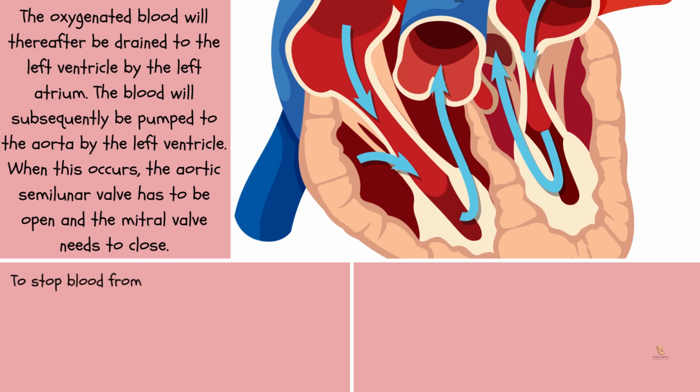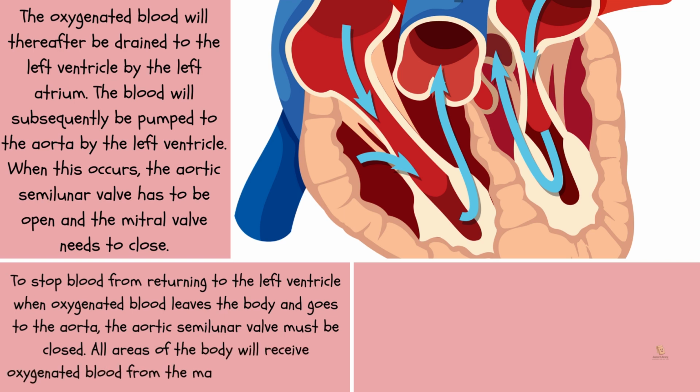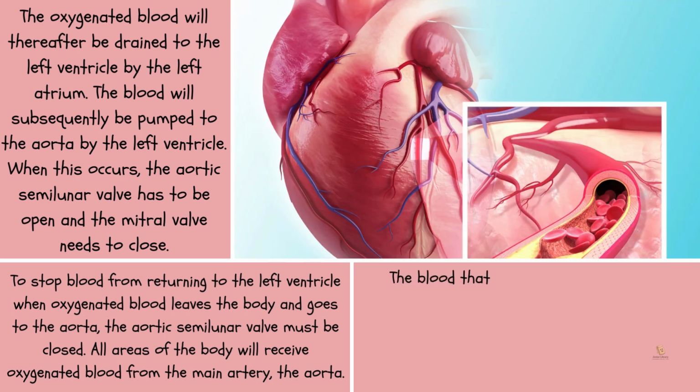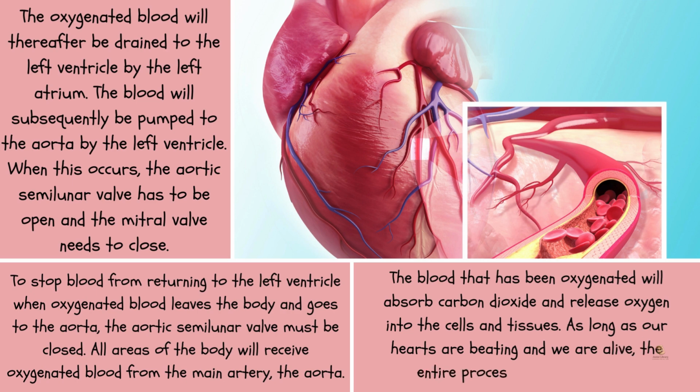To stop blood from returning to the left ventricle when oxygenated blood leaves the heart and goes to the aorta, the aortic semilunar valve must be closed. All areas of the body will receive oxygenated blood from the main artery, the aorta. The blood that has been oxygenated will absorb carbon dioxide and release oxygen into the cells and tissues. As long as our hearts are beating and we are alive, the entire process will happen again.